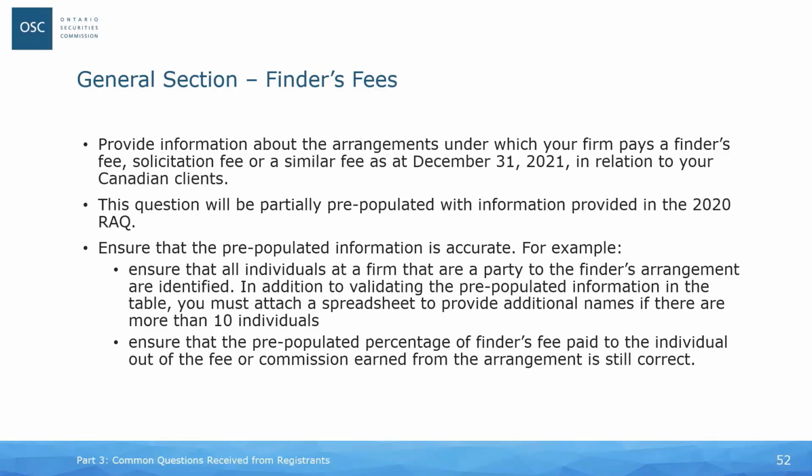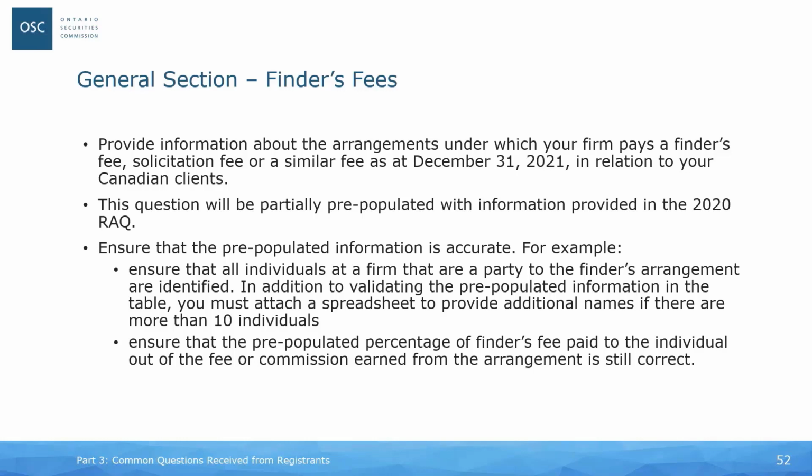So similar to the referral arrangement question of G7, question G8 will also be partially pre-populated with information provided from the 2020 questionnaire if you completed that questionnaire. Each finder's arrangement listed from 2020 will be partially pre-populated in this year's questionnaire. Firms should ensure that each pre-populated information is still accurate.